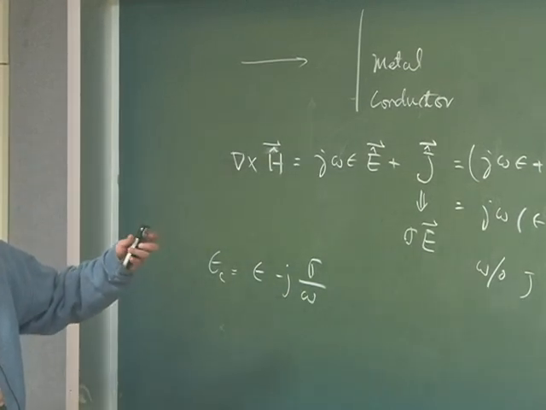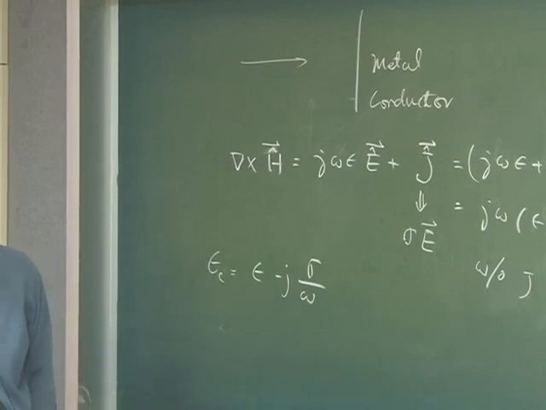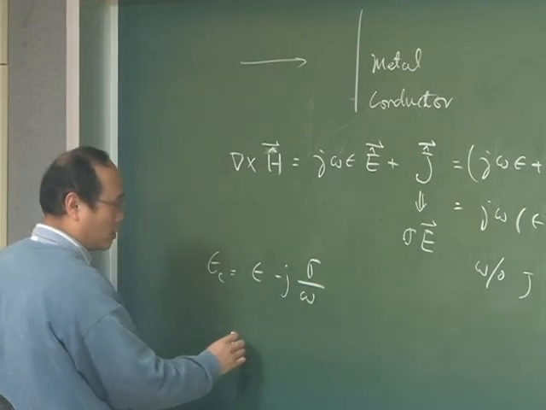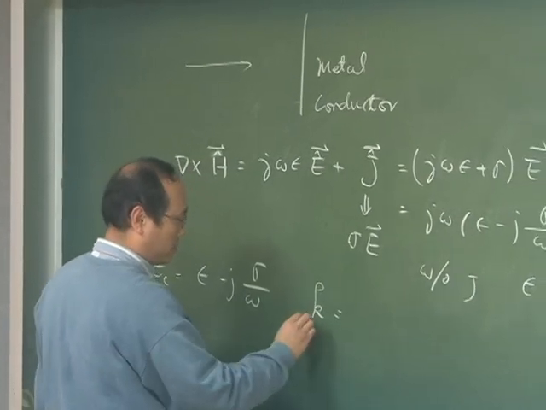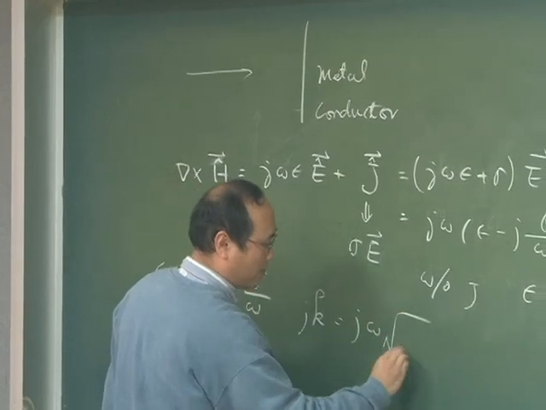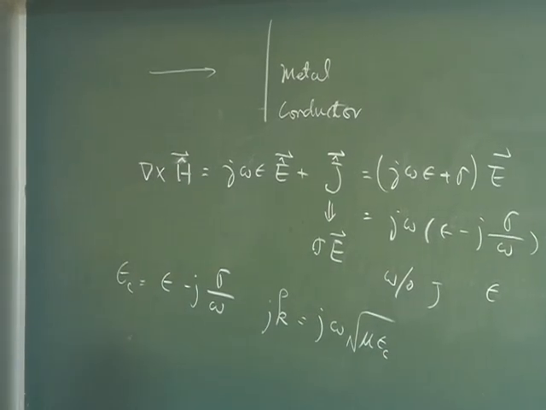Okay, for the wave incident on this piece of conductor. 好，所以现在我们就可以来算一下我们的 K 是什么东西，right? This gamma is equal to J K is equal to J omega square root of mu times complex epsilon.